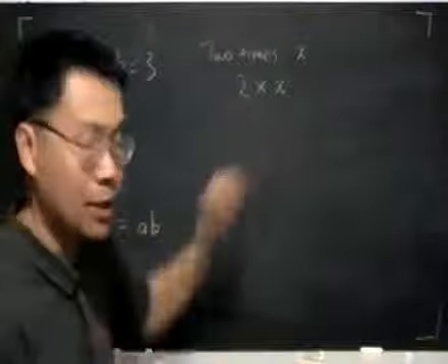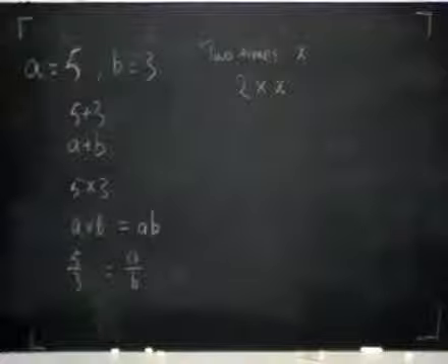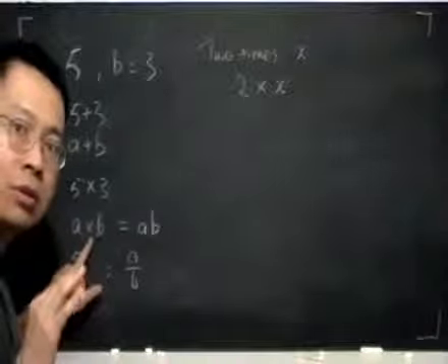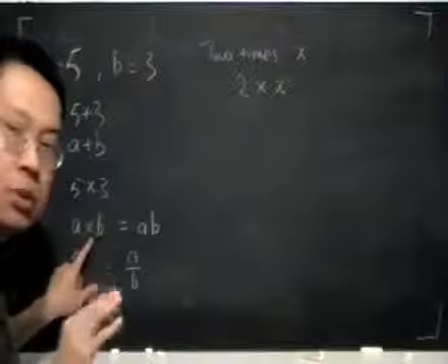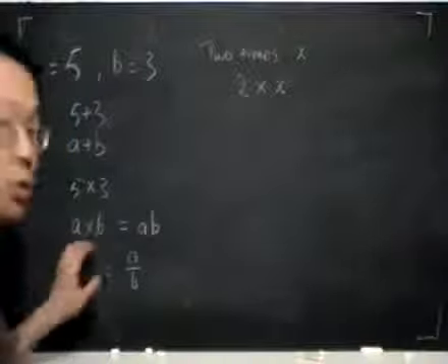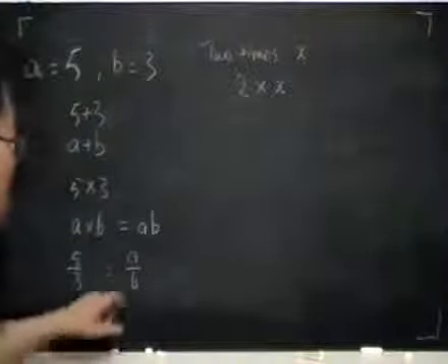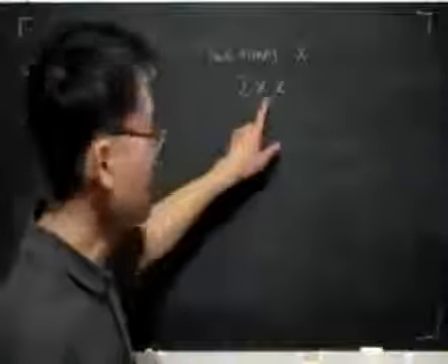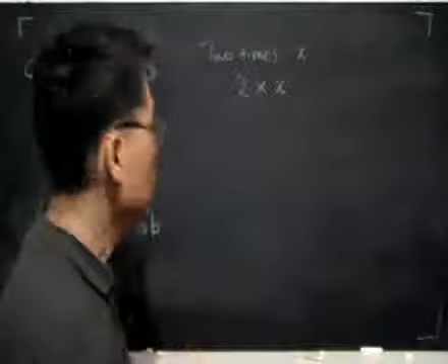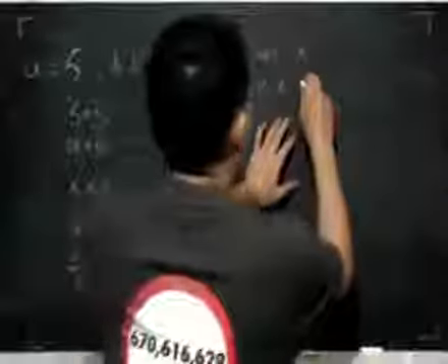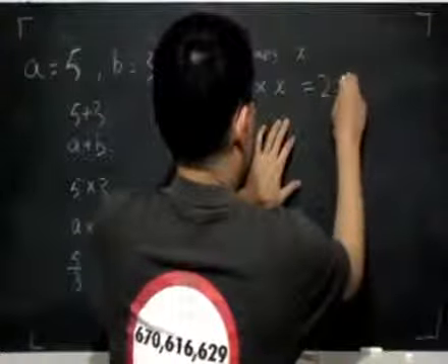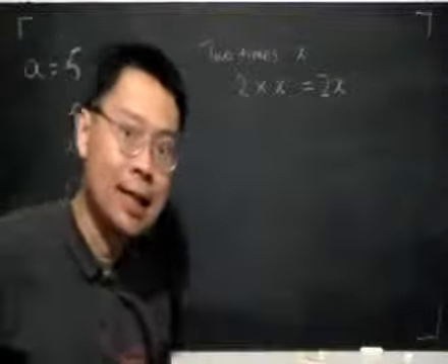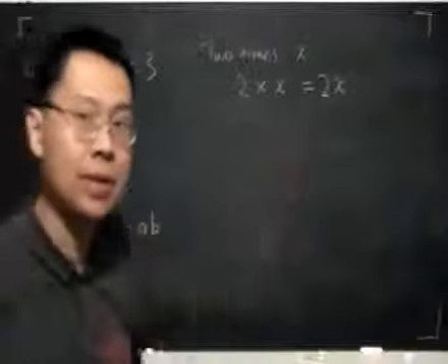So that's 2 times x, and as I've just said, when we have 2 symbols or 2 numbers multiplied, or 2 symbols multiplied together in algebra, we can leave out the times. Now in this case we have a number and a symbol. We can also leave out the times and write it as 2x. So 2x means the same as 2 times x.